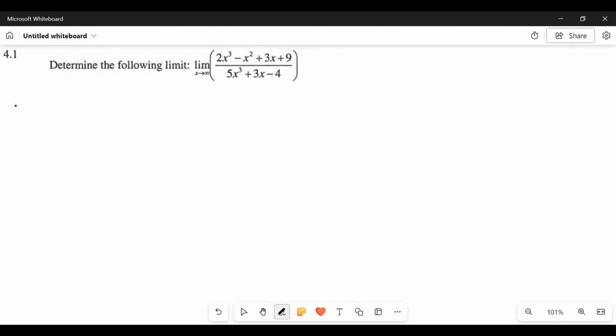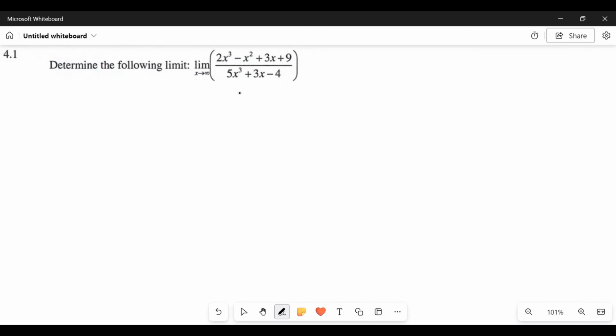Alright guys, let's look at 4.1. Now in 4.1, they want us to determine the following limit: the limit of this expression here when x approaches infinity. Now we have 3 methods that you can try in order to find the limit of this expression. The first method, which is very simple, we call direct substitution.